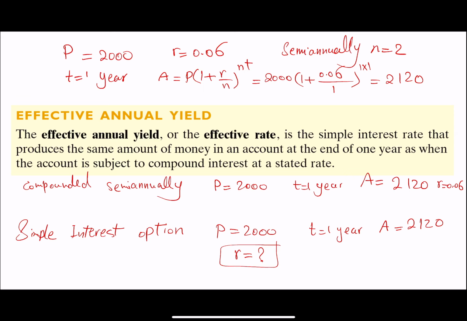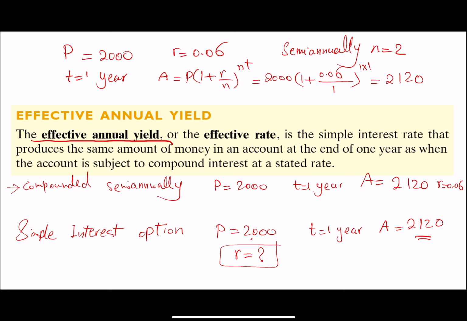So, let's say you go to the bank, they offer you something, let's say, continuous or compounded. Then you ask, if I go with the simple interest option, I invest the same amount of money. After 1 year, I want to get the same amount of future value. In that case, what is the simple interest rate? We call that effective annual yield.